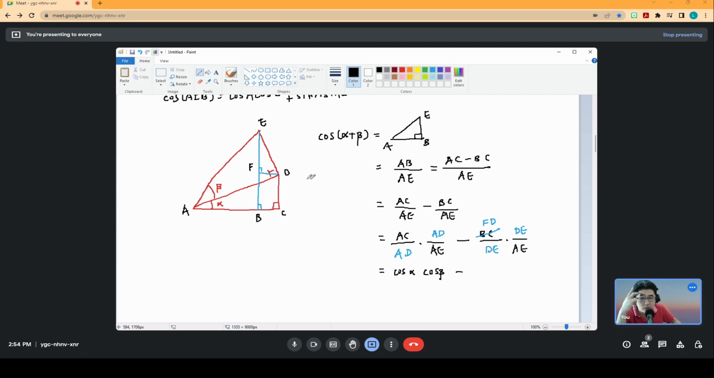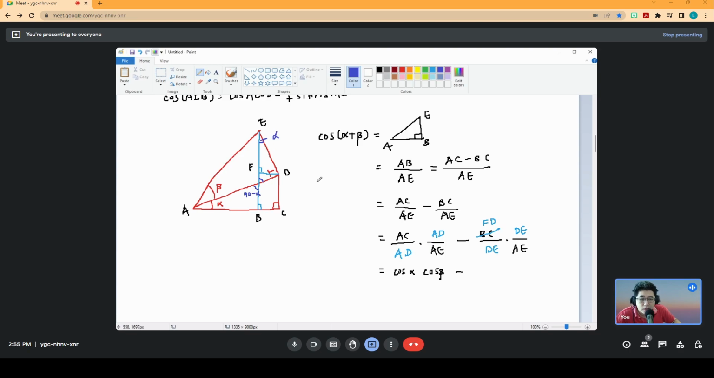Okay, FD is over here, but I have no angle actually involved over here. Let's try to look at what angles are involved. Since this is a right angle triangle, this will be 90 minus theta. This one is also 90 minus alpha. Since over here this is 90 degrees, of course this one will be alpha.